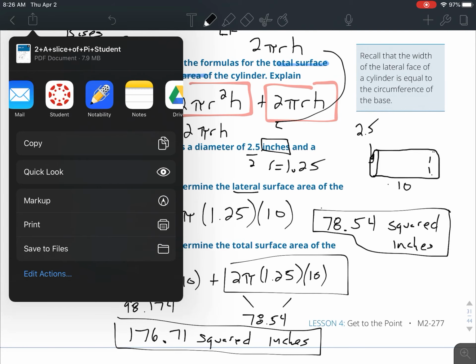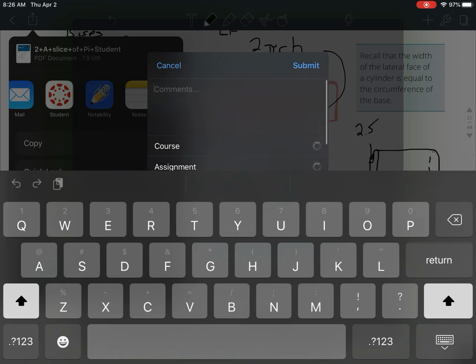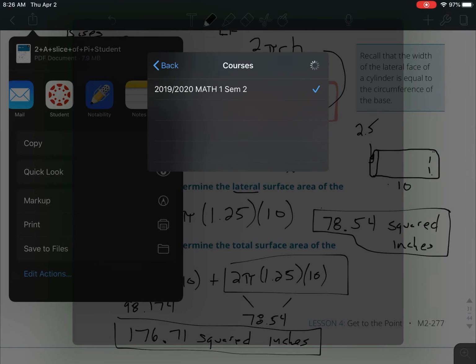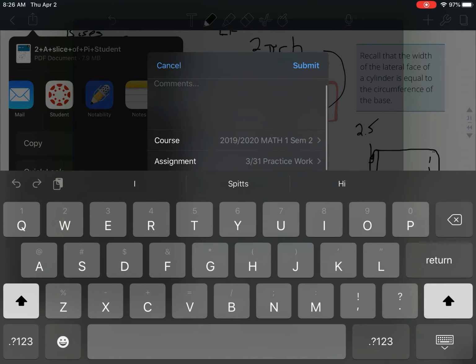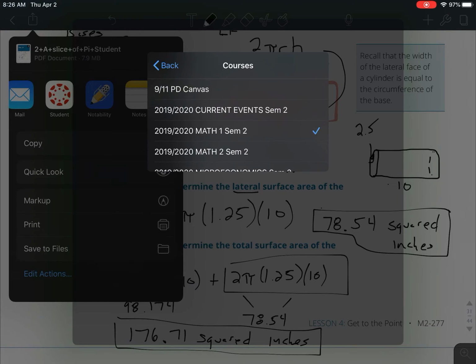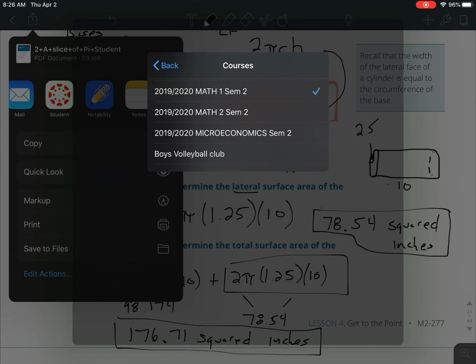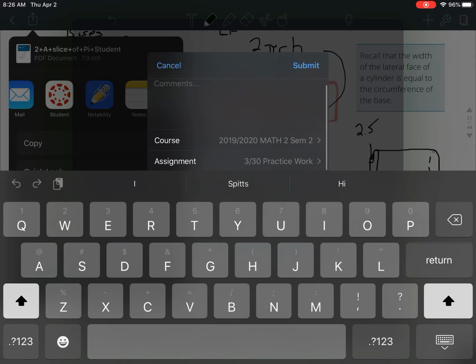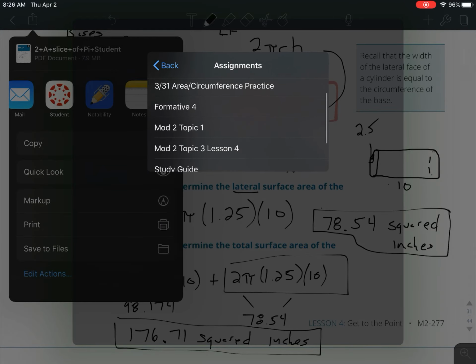You would hit student. Once you hit student, it comes up. You have to make sure you are in the right class here. If you don't submit it to the right class, so you have to hit your classes right here. Course. Hit the course. Find the class. You are Math 2. Okay, click Math 2. Make sure it's under the right assignment date.